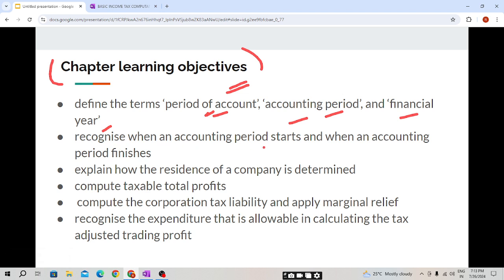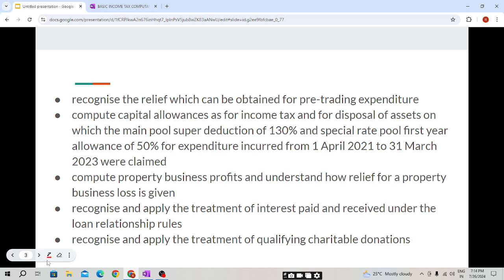Recognize when an accounting period starts and when an accounting period finishes. Explain how the residence of a company is determined. Compute taxable total profits. Compute the corporation tax liability and apply marginal relief. Recognize the expenditure that is allowable in calculating the tax adjusted trading profit, that is, what expenses are allowed or disallowed as per the tax rules.